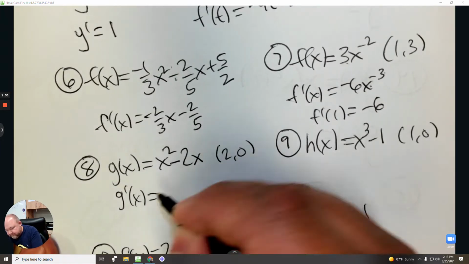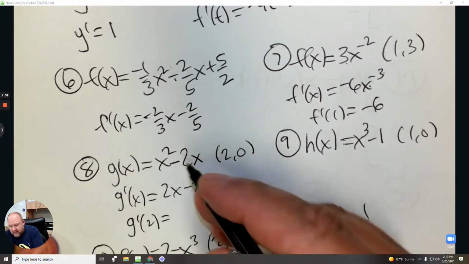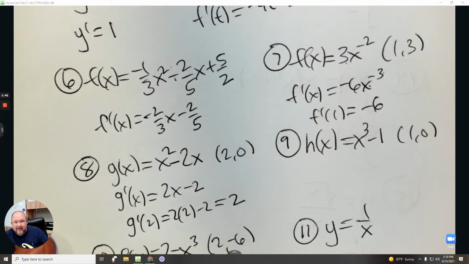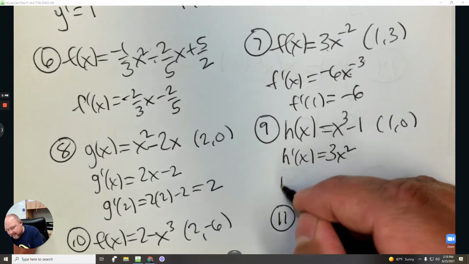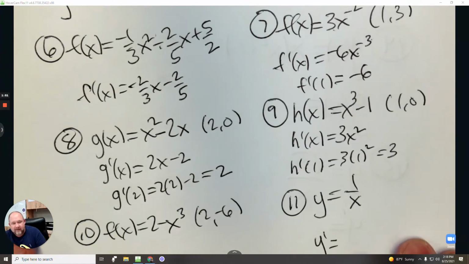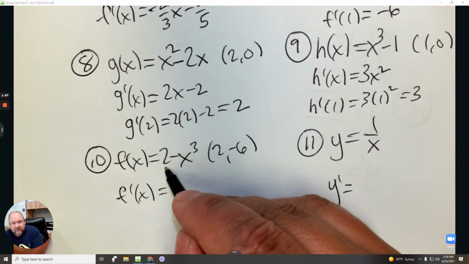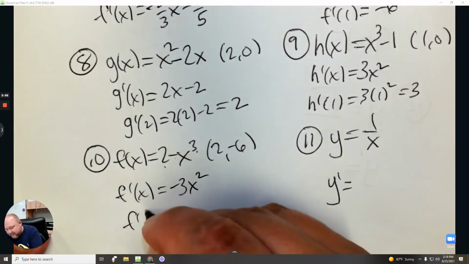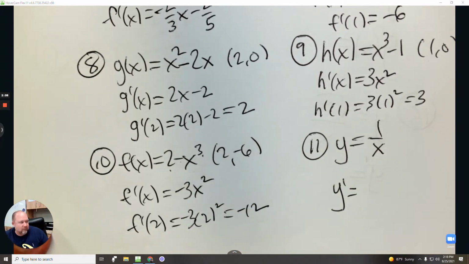Take the derivative, that's 2x minus 2, evaluate at 2, and you get 2 times 2, take away 2. I think that's 2. That's a lot of 2's. Number 9, take the derivative, then evaluate at 1, and you get the answer 3. The derivative of 2 is 0. 3 times negative 1, subtract 1 from the exponent, and then evaluate at 2. I only need the x value, and you get the answer negative 12.